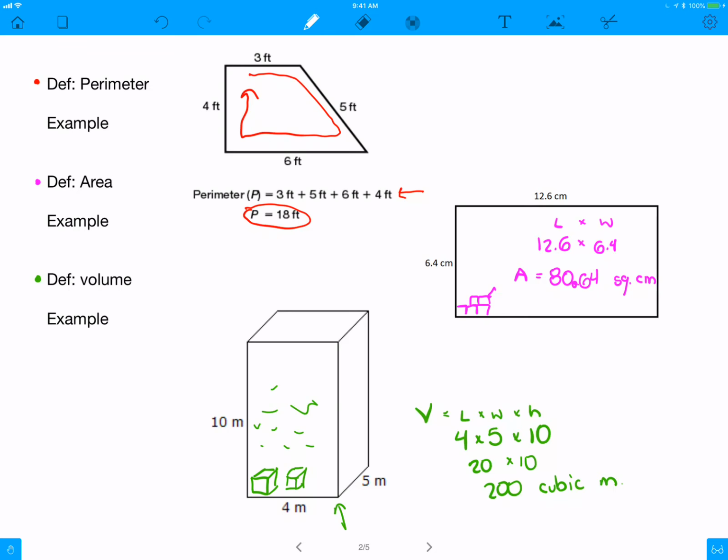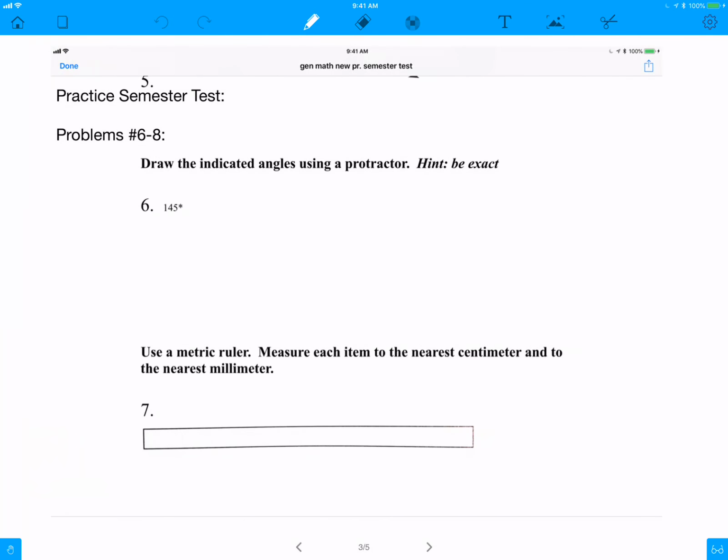Hopefully those 3 problems made sense to you. Okay, practice semester test. So if you have that out in front of you, if you need to pause the video and go get them from the basket, you can. We're going to look at problems 6, 7, and 8 today. 3 problems. Hopefully this is pretty easy for you.